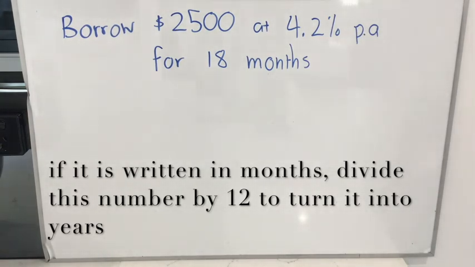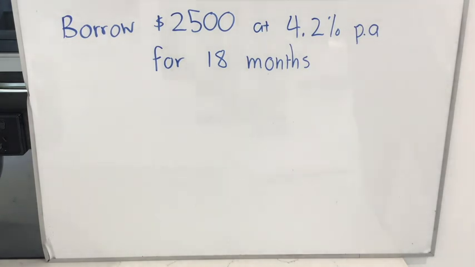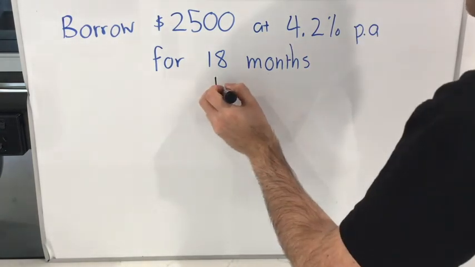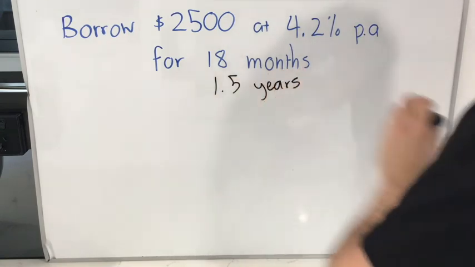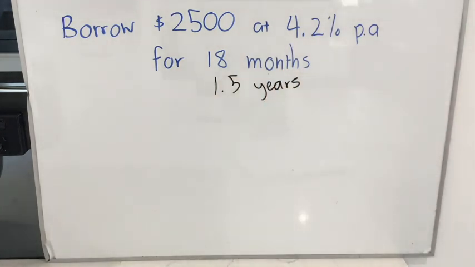So let's do it for this one. 18 divided by 12, that equals 1.5. So that means this is for 1.5 years. And if you think about it, it makes sense because 18 months is 1.5 years. So that's how we turn it into years. 18 divided by 12 turns into years.